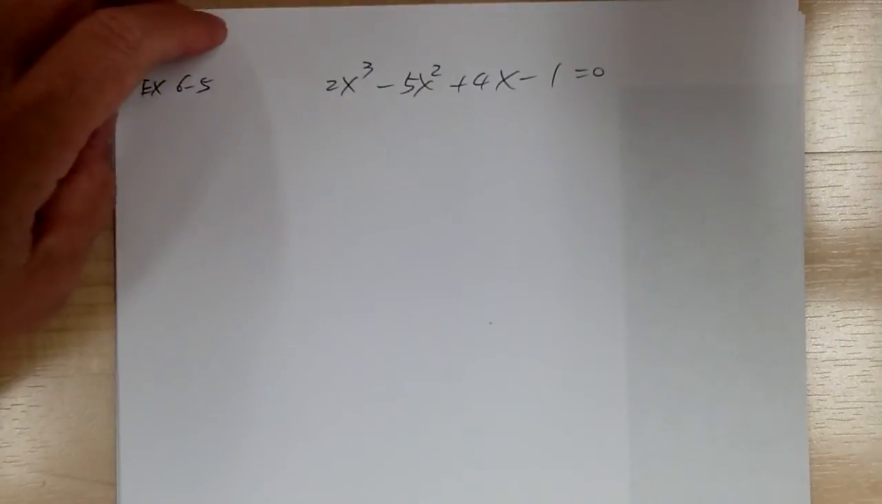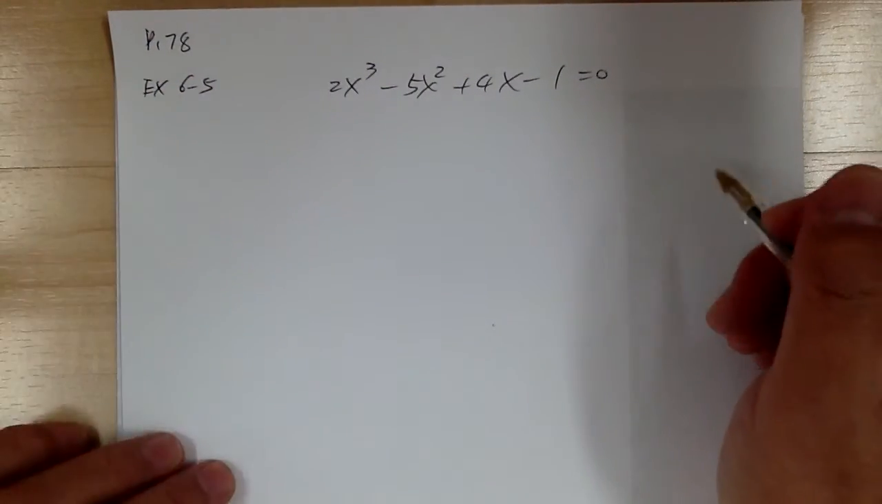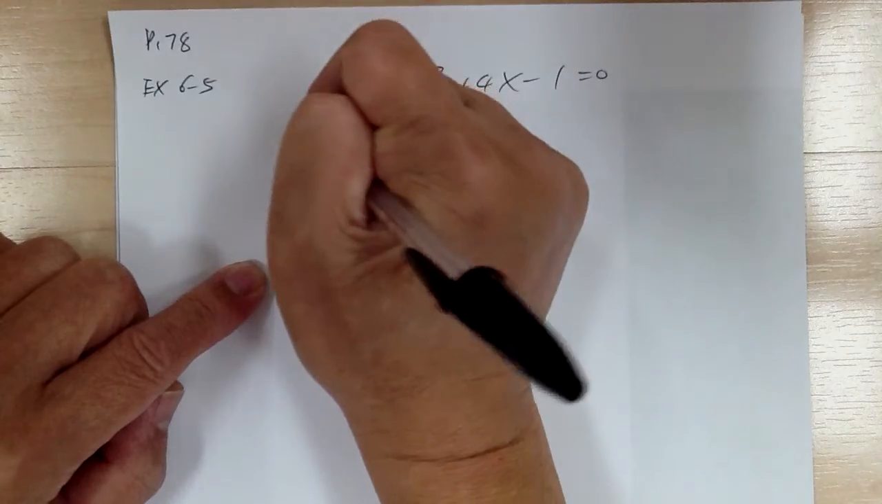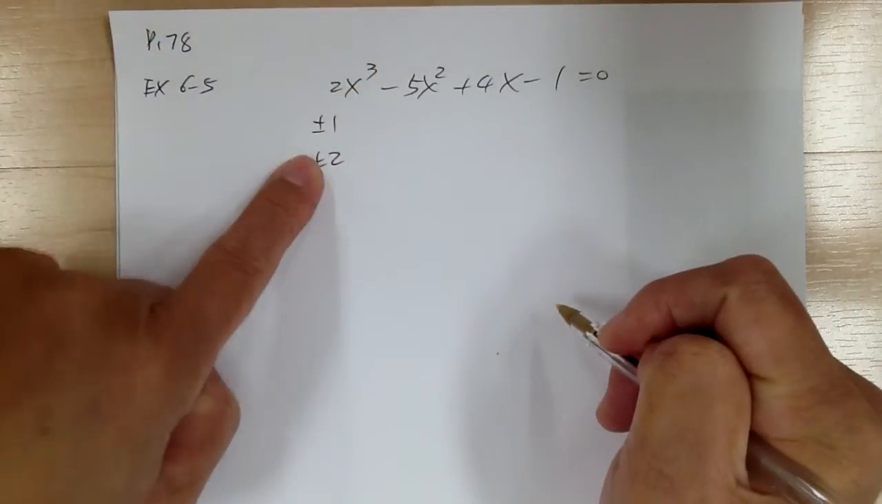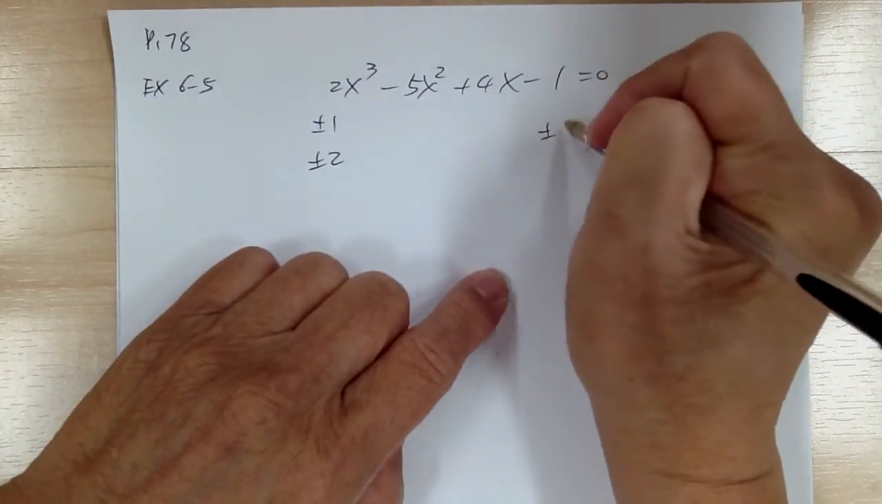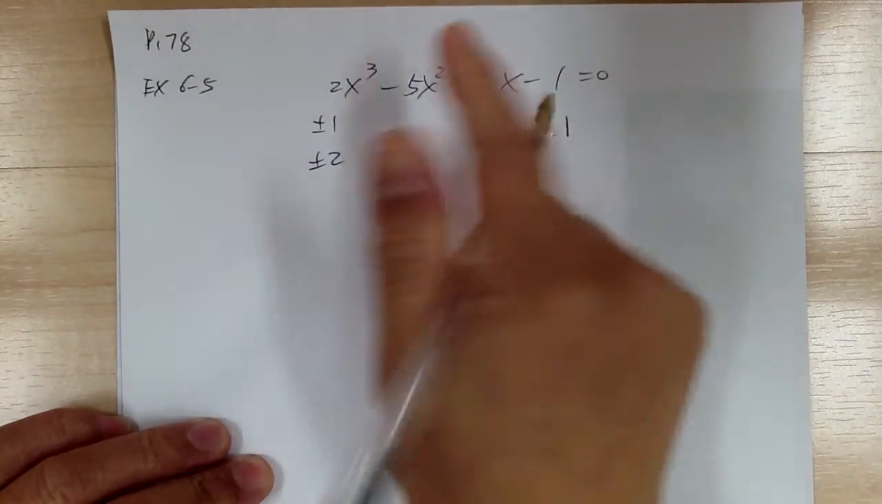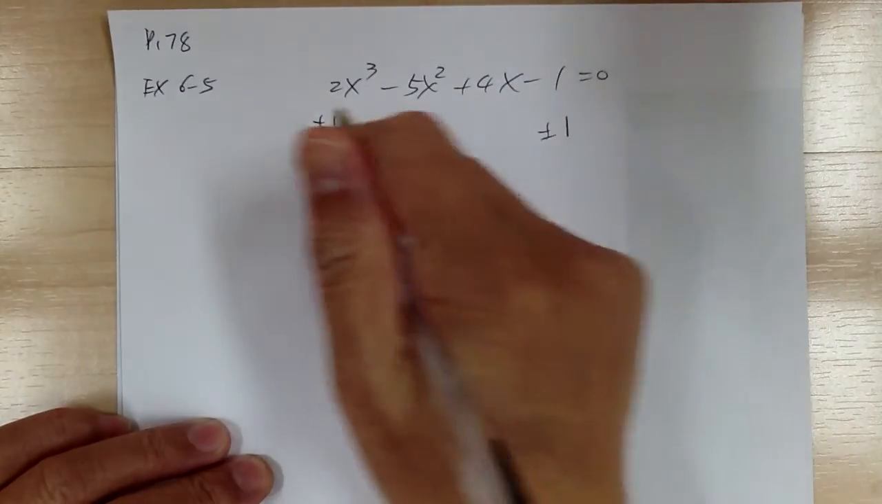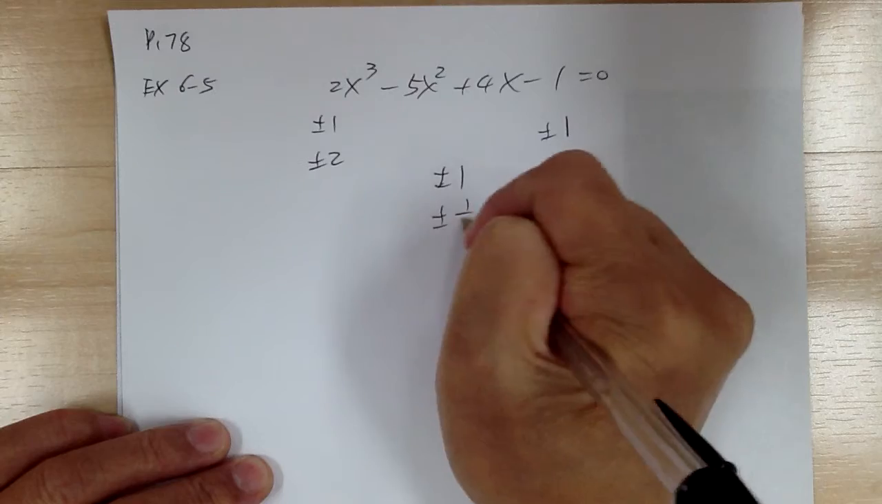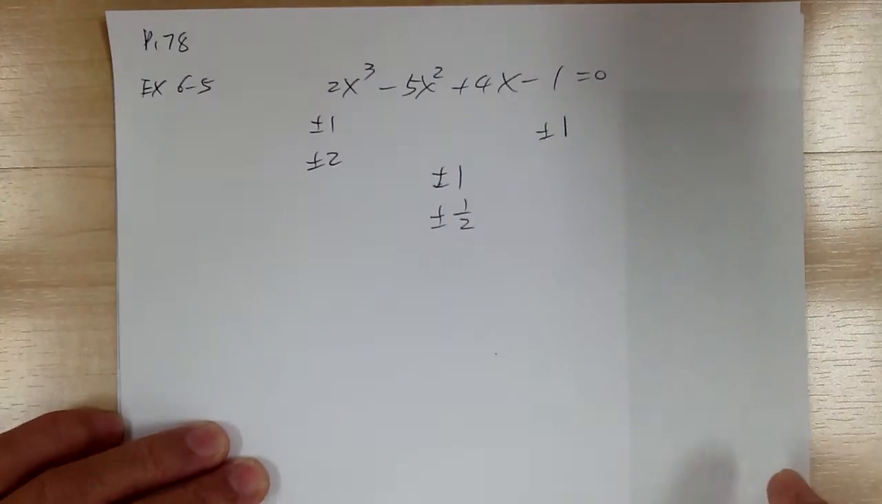Okay, again, you have to have an equation equal to 0 in order to solve for roots. So again, you're going to have plus or minus 1, plus or minus 2, right? The factors of this would be plus or minus 1. So the ratio of this over this would be plus or minus 1. This over this would be plus or minus 1 over 2. So you have 4 choices you want to try.